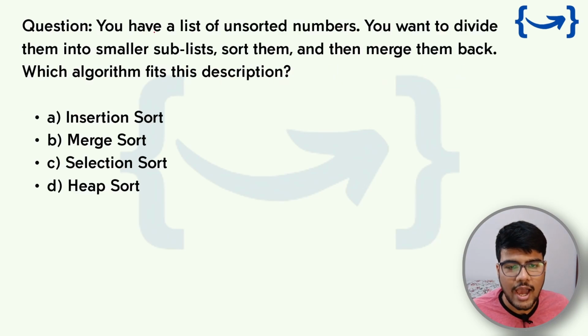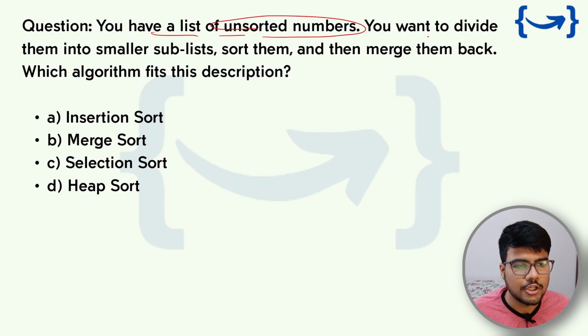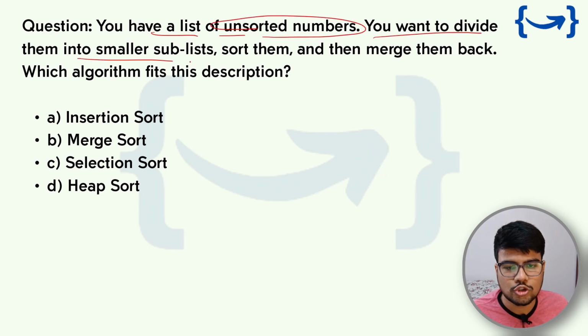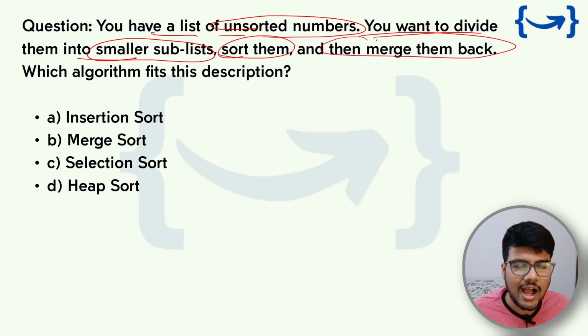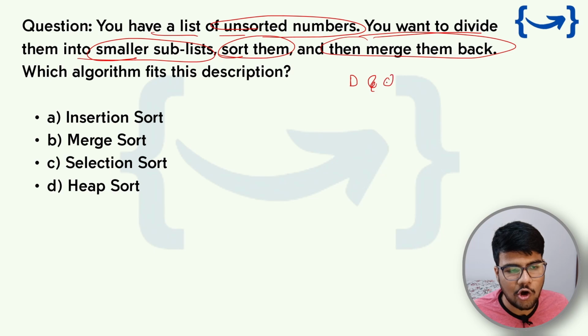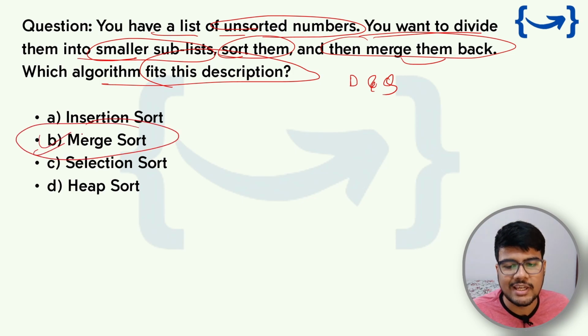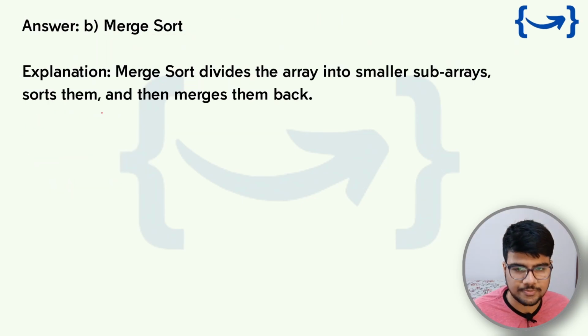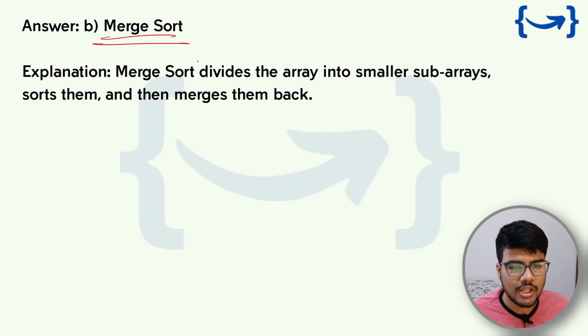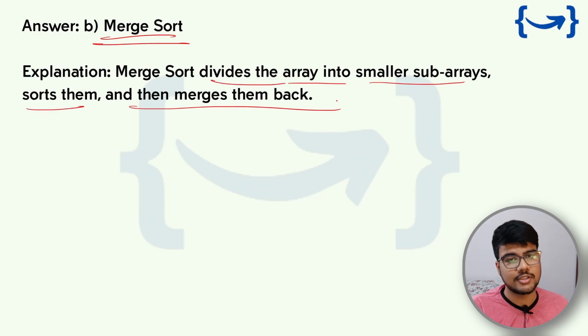Fantastic. You have a list of unsorted numbers. You want to divide them into smaller sublists, sort them and merge them. I think you got the intuition. It is the intuition of divide and conquer. Which algorithm fits this description well? If you talk about merging them back, merge sort comes into the picture, and B is the right option. Merge sort divides the array into smaller subarrays, sorts them, and then merges them back.